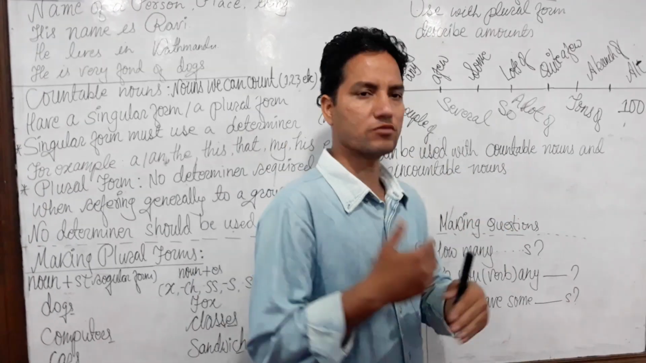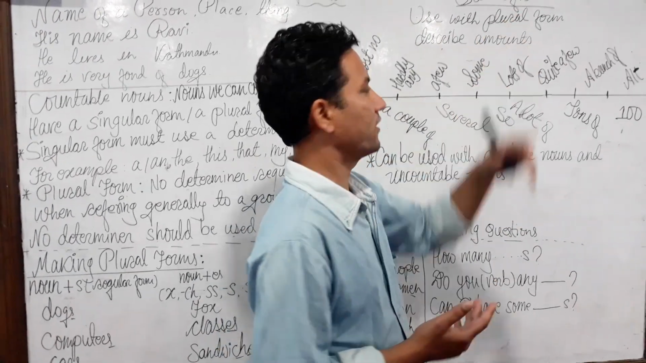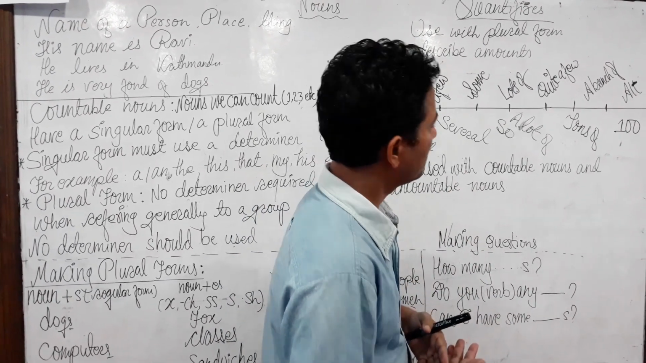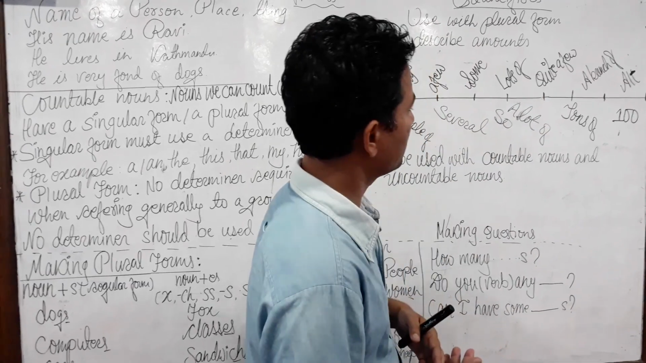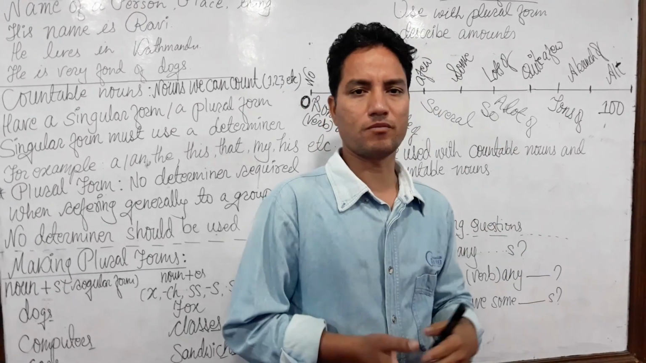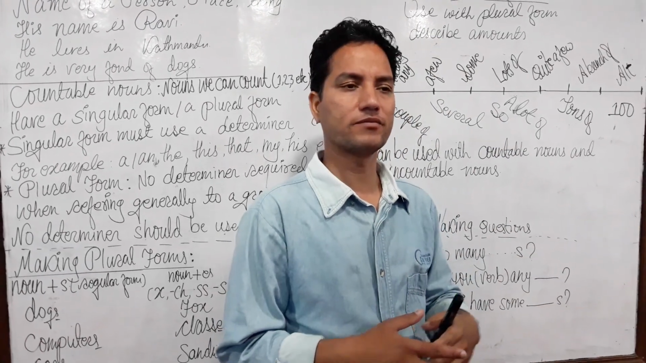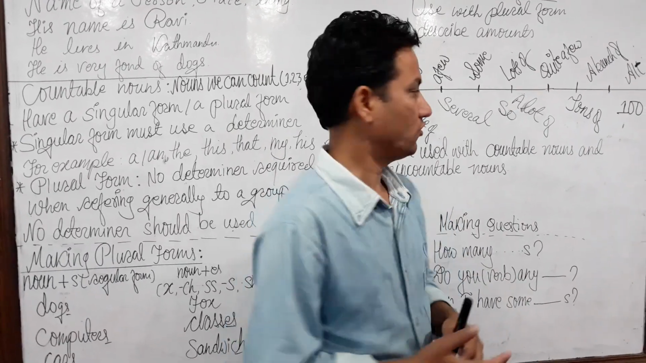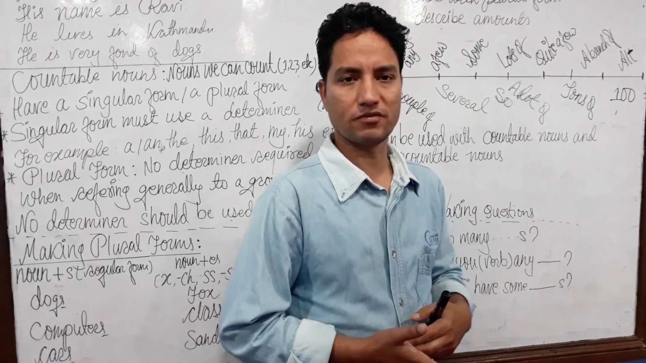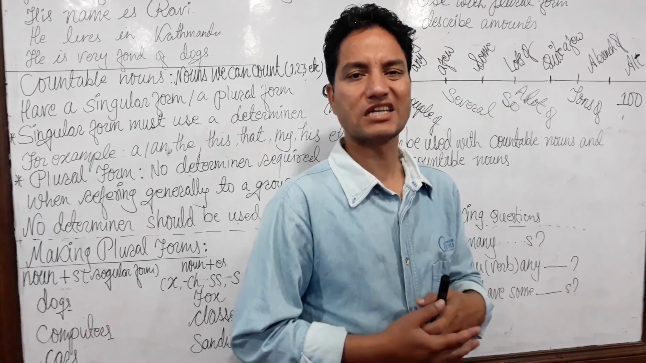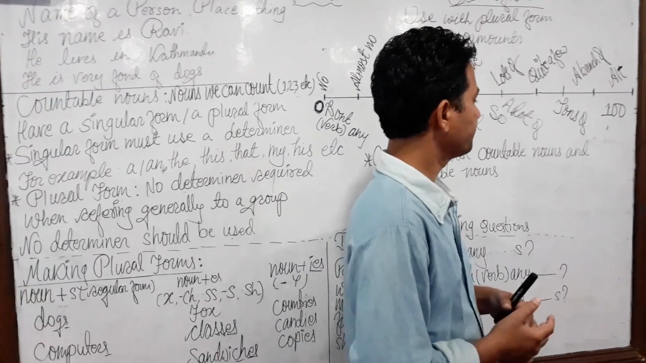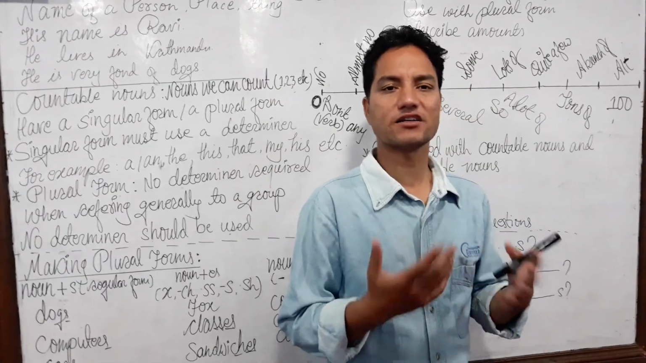Lots of, to talk about more. Quantifiers mean to talk about quantity. Lots of, a lot of. Quite a few. Tons of, to talk about a lot. If you have something in large quantity, you can use tons of. A bunch of. I have got a bunch of keys. All of these talk about a large quantity.